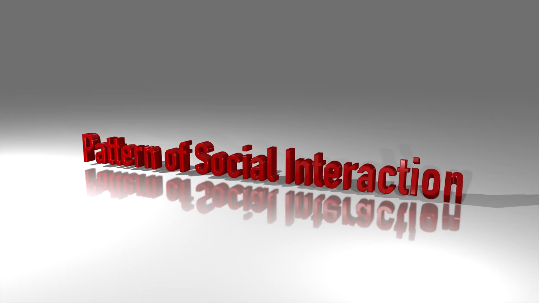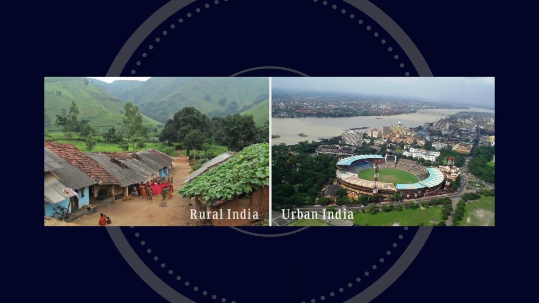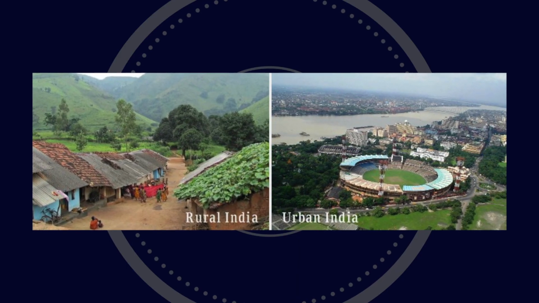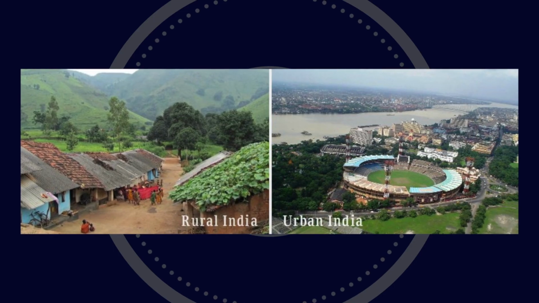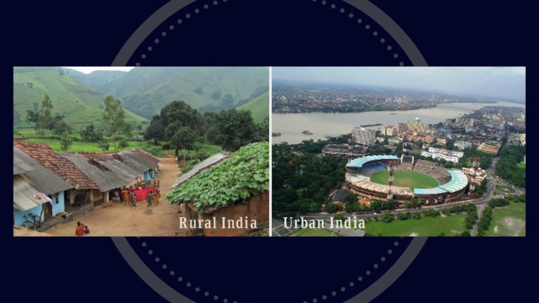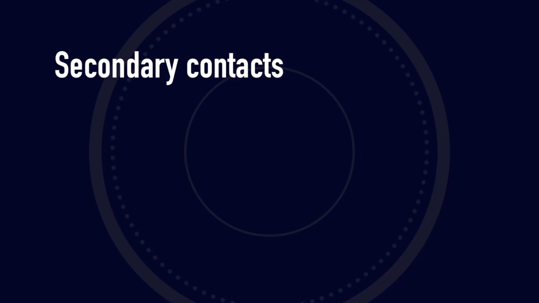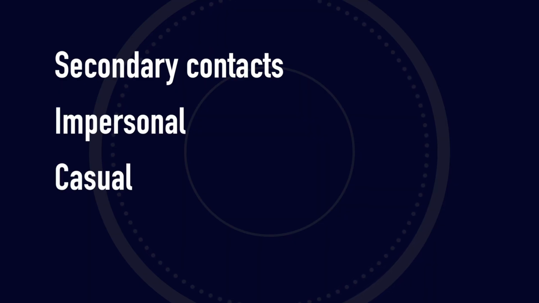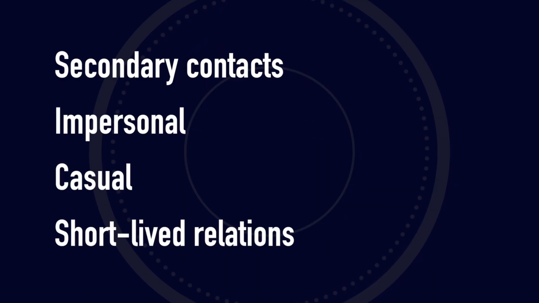Next, it is the pattern of social interaction. The social structure of urban communities is based on interest groups. The circles of social contact are wider in the city than in the rural areas. There is a wider area of interaction system per man and per aggregate. This makes city life more complex and varied. The city life is characterized by the predominance of secondary contacts, impersonal, casual, and short-lived relations.